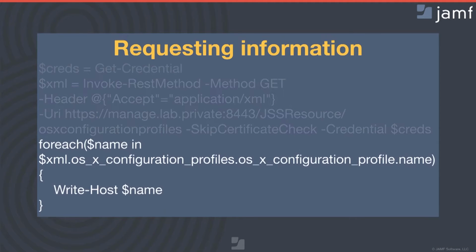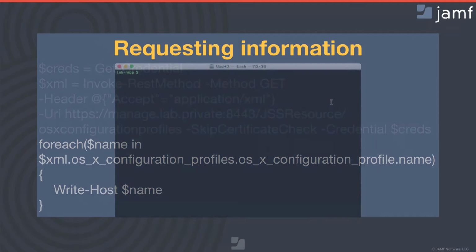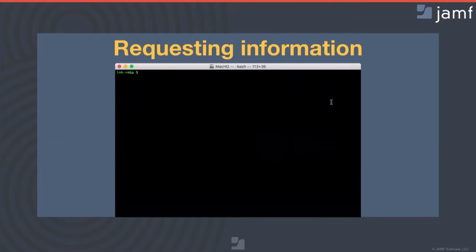Then I'm going to loop through each of the results. I can get to the name a couple of different ways. I can use an XPath sort of notation, or there's a dotted notation. Basically, I start at the top level tag. I'm looking at the configuration profiles. Within that is each individual profile. Within each profile is the name, and then just loop through.